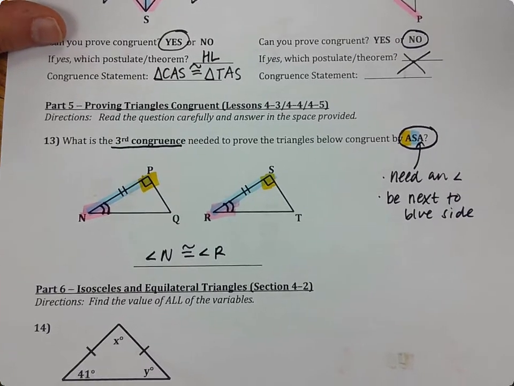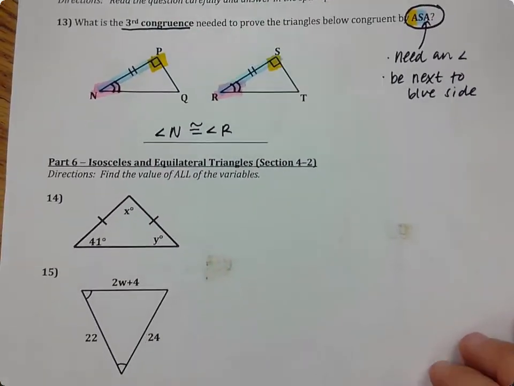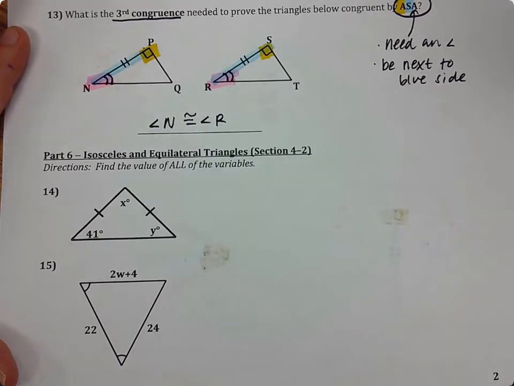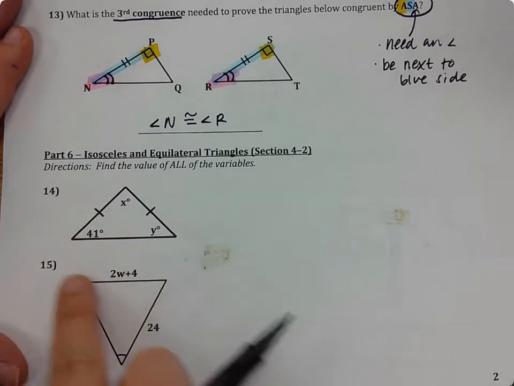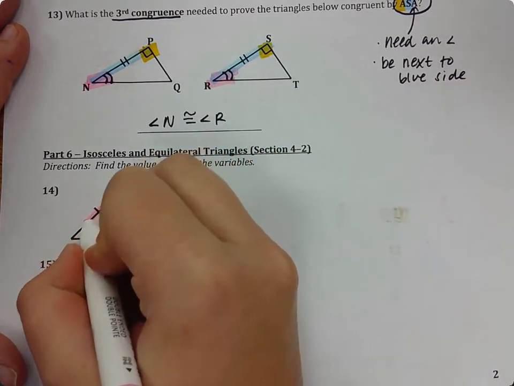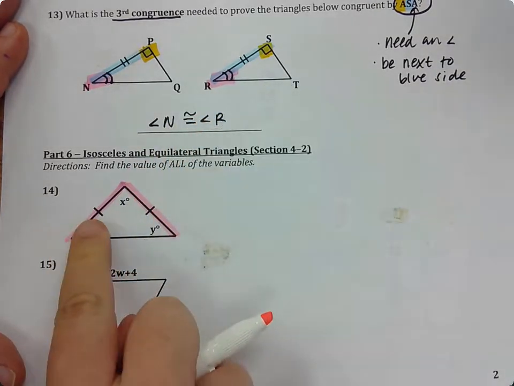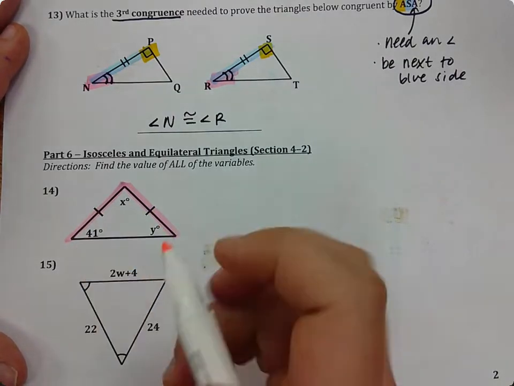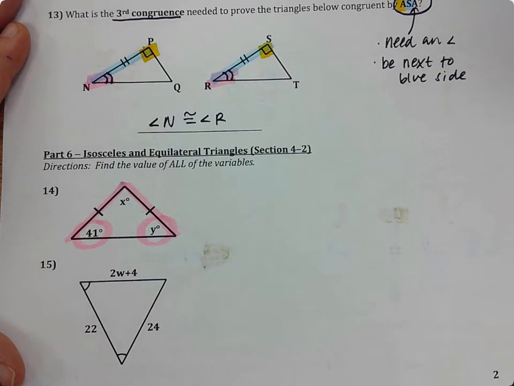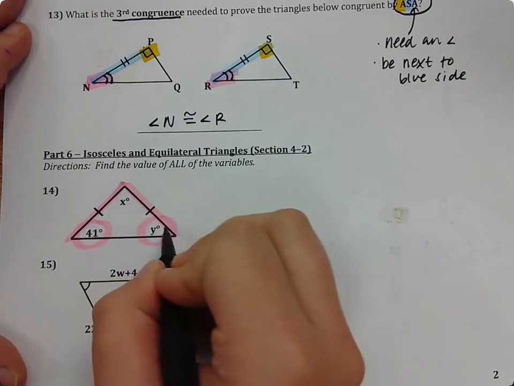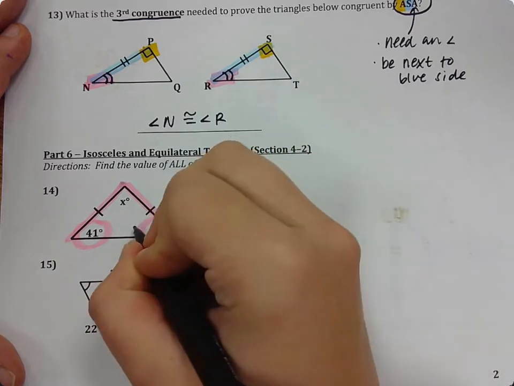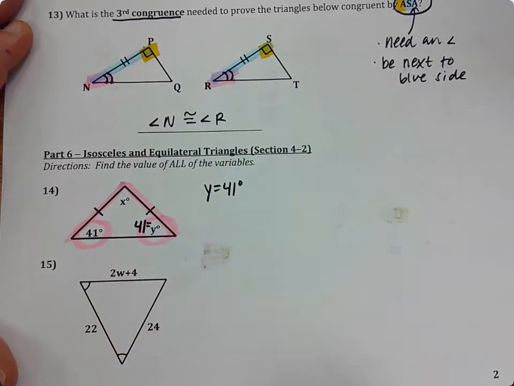And then the last thing we're going to do is our isosceles and our equilateral triangles. It's been a while since we have seen problems like this, but I know that this first one is isosceles because we have two congruent sides. In an isosceles triangle, these two angles down here at the bottom are the same. If this one's 41, this one's 41. So we know y is 41 degrees.